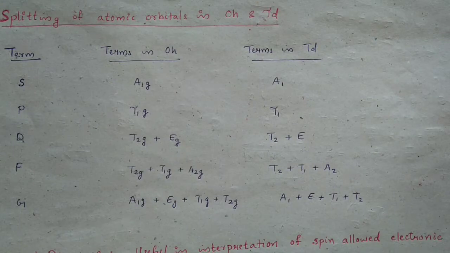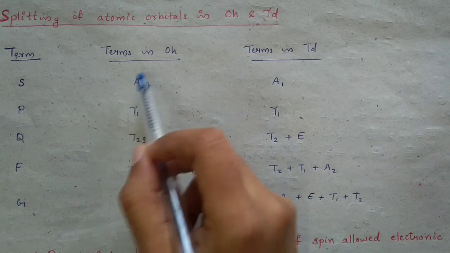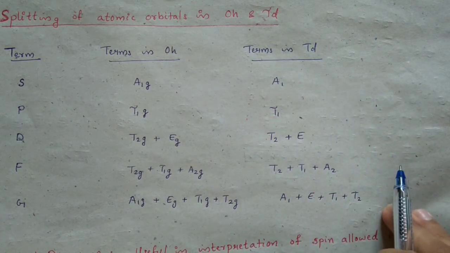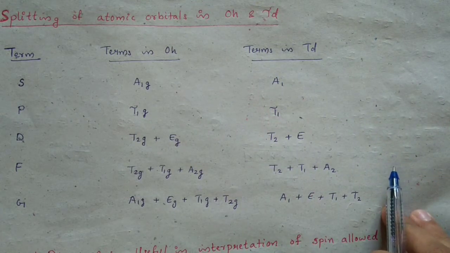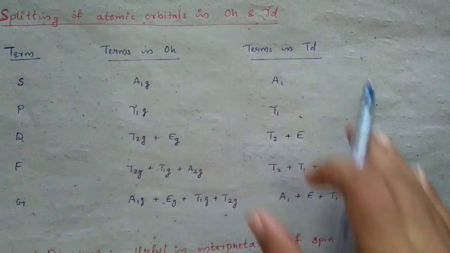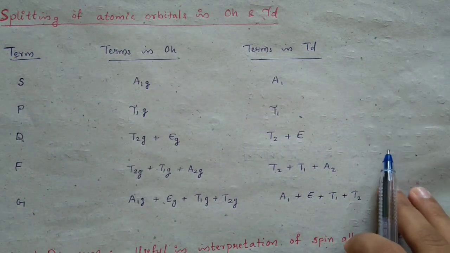So let's move on to the topic Orgel diagram. Before that, we have to understand the splitting of atomic orbitals in octahedral and tetrahedral environments. We already discussed the D splitting level, T2g and Eg splitting and their CFSE. Now we can see how the splitting of atomic orbitals in octahedral and tetrahedral happens.